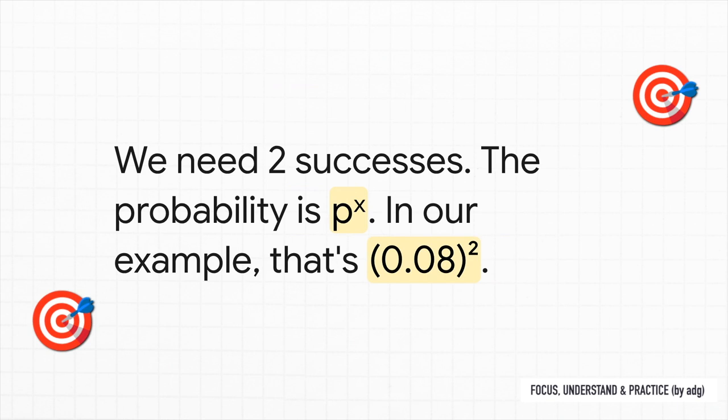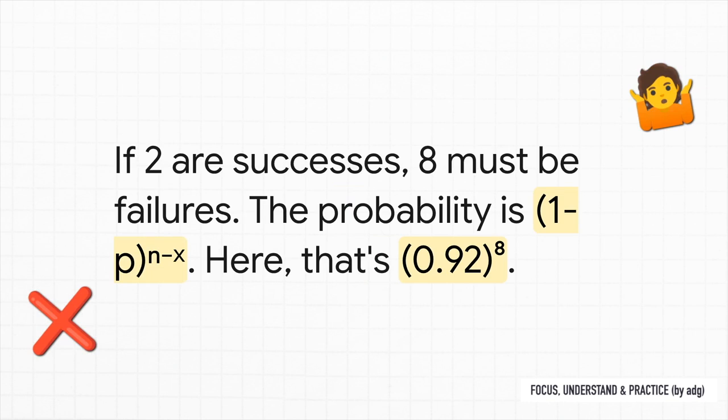Let's start with our successes. We want exactly 2. The probability of 1 man being colorblind is 0.08. So the chance of 2 of them happening is 0.08 times 0.08, or 0.08 squared. That's the first chunk of our formula done. Of course, if 2 men in our group are successes, that means the other 8 have to be failures. The probability of a single failure, that is, not being colorblind, is 1 minus 0.08, which is 0.92. And since we need 8 of them, we just raise 0.92 to the power of 8.